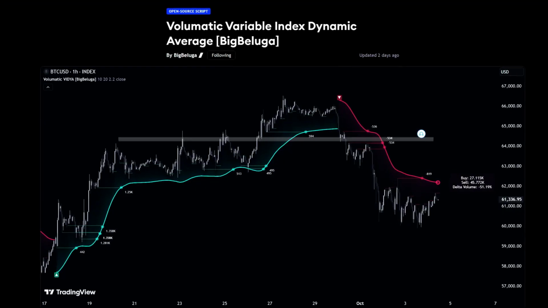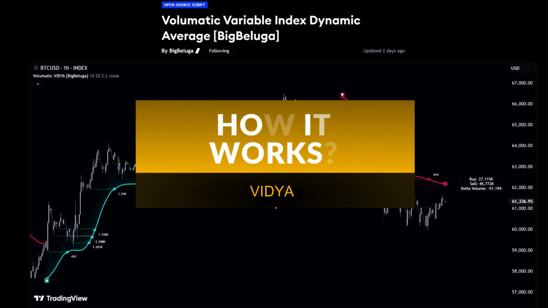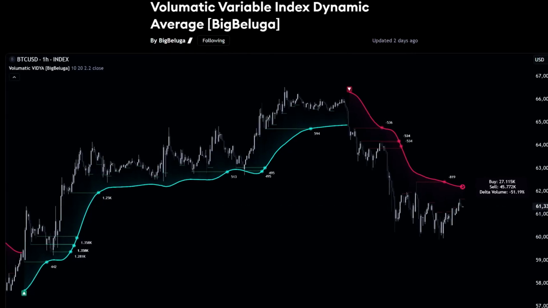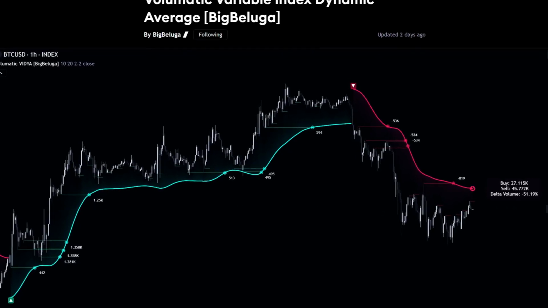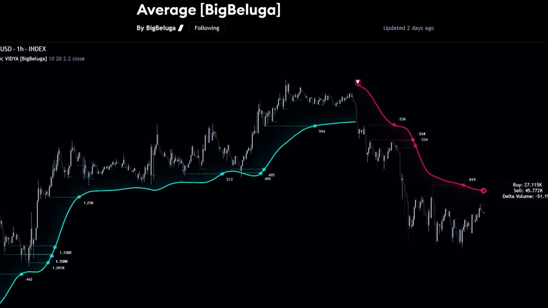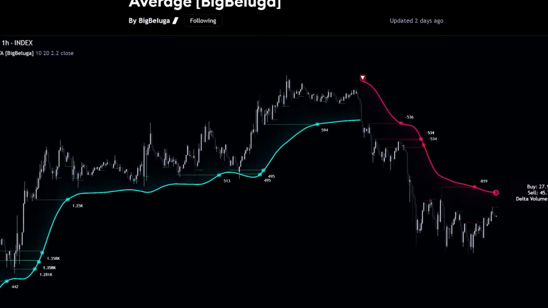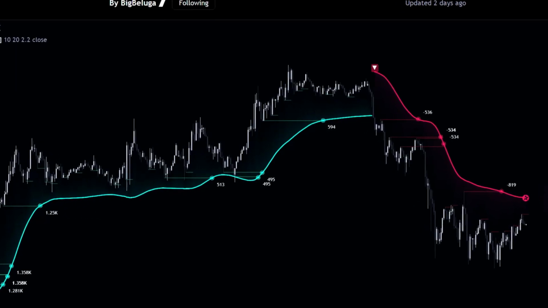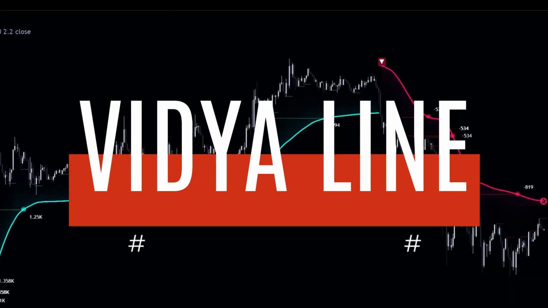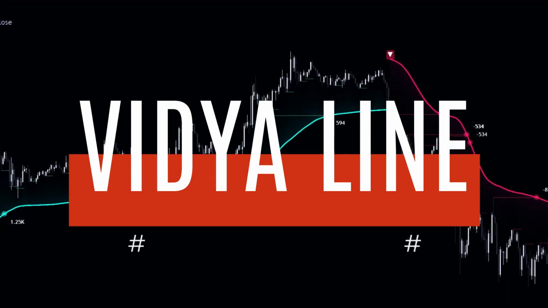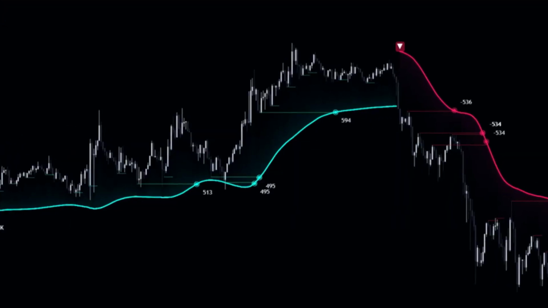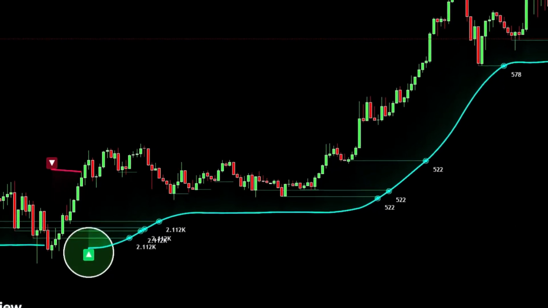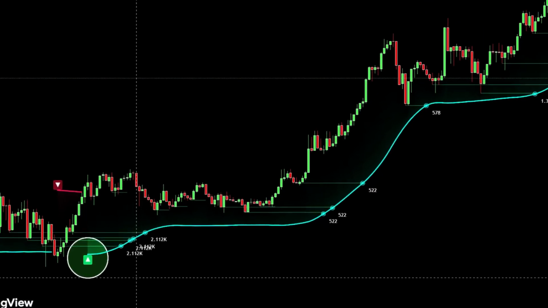Now, let's break down what this impressive indicator does. The VDI indicator combines the standard variable index dynamic average with volume data, helping traders spot potential trend shifts and gauge buying or selling pressure based on price movements and the number of trades happening during those movements. The heart of the indicator is the VDI line, which is essentially a dynamic moving average that adapts to the market volatility. This means that the VDI can roll with the punches and keep up with a constantly changing market, providing us with valuable insight.